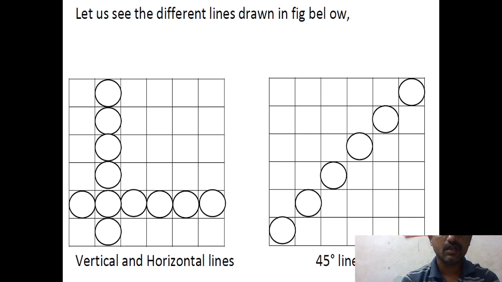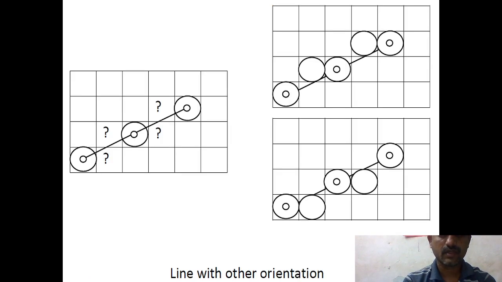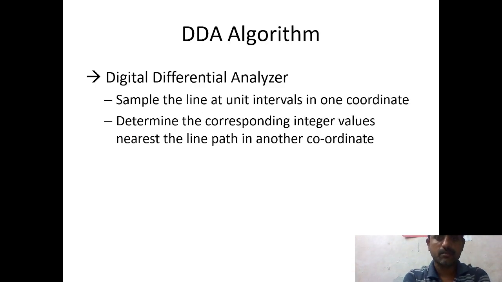See the different lines drawn here. This is the vertical and horizontal lines, and this is a 45-degree line. Likewise, we have to draw the line. See, lines with other orientations. This is one of the orientations. Mainly we use different types of algorithms: there is DDA, next Bresenham's, likewise.